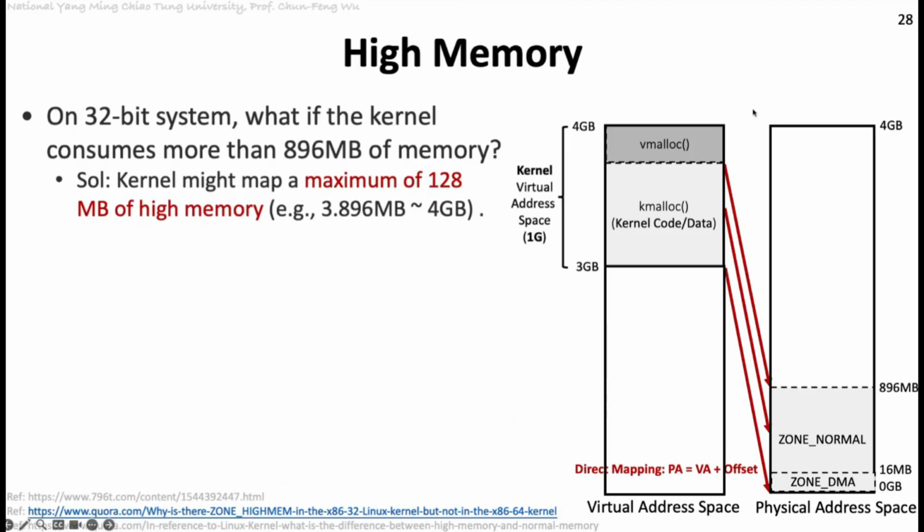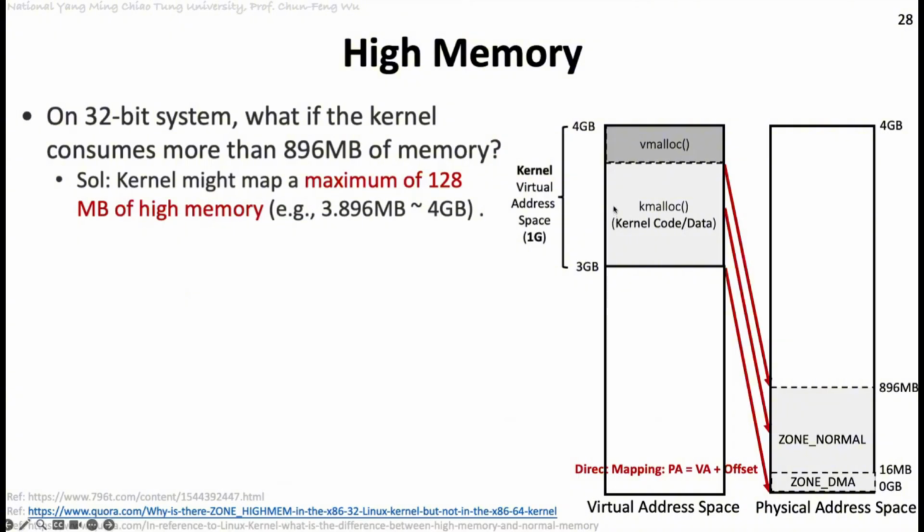Even though this example is just for 4 gigabyte, you can still think that if this is 16 gigabyte or 128 gigabyte, the first 16 megabyte is still for zone DMA, and then zone normal is for the kernel functions. Why this is so important here is because this one is at 896 megabyte, and this one is also at 896 megabyte.